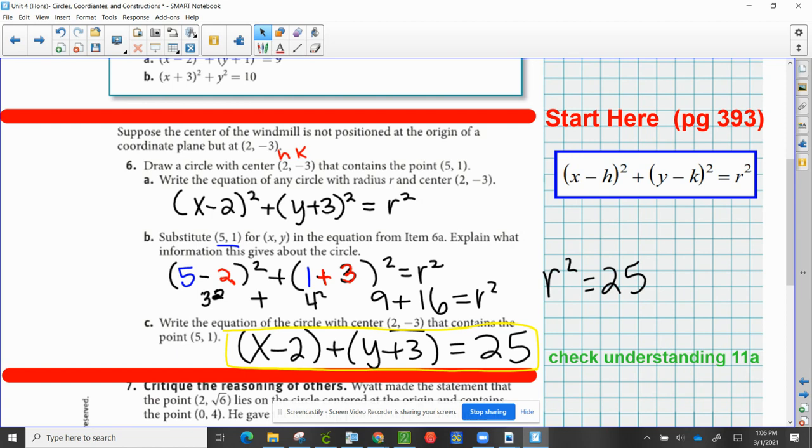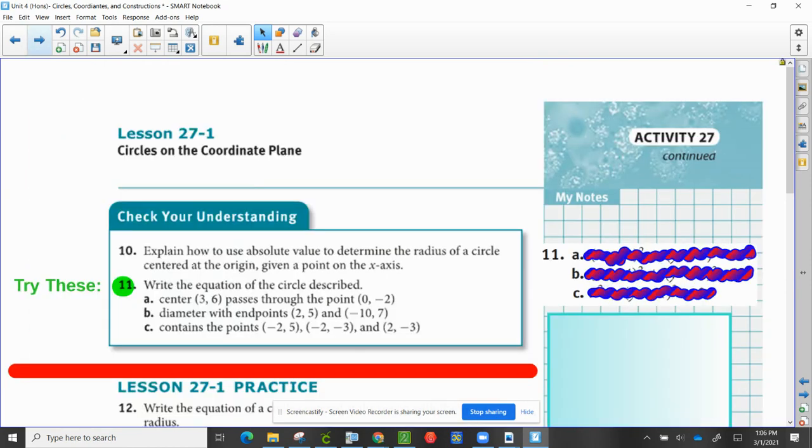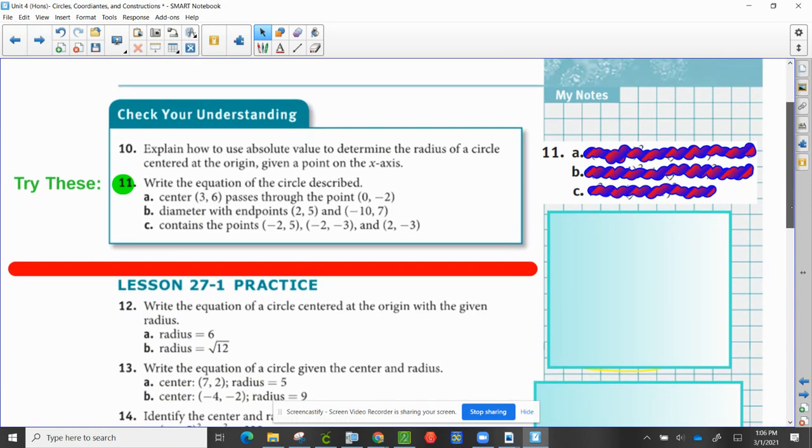Okay, so before I move on to the next type of problem, I'm going to have you try one that's just like this. I'm going to jump to the check your understanding. So go 2 pages over, where you get to the check your understanding.